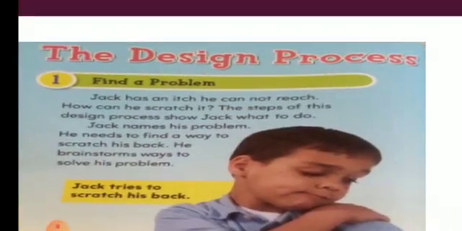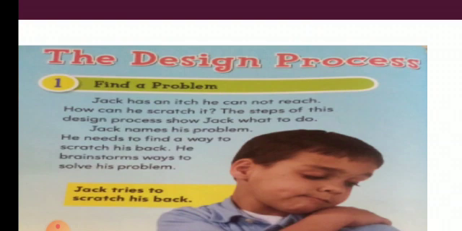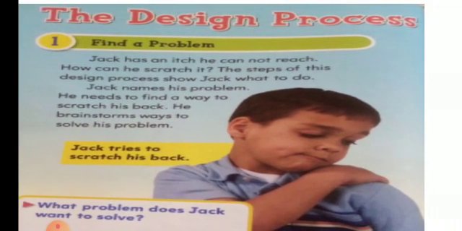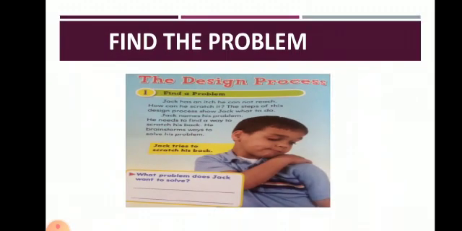Here it's number 1, find the problem. This boy's name is Jack. Let's figure out what Jack's problem is. Jack has an itch on his back and he cannot reach it. So he thought about something to help him reach his back. What is Jack's problem? Jack's problem is he needs to find a way to scratch his back. This is step number 1. Here we find the problem.